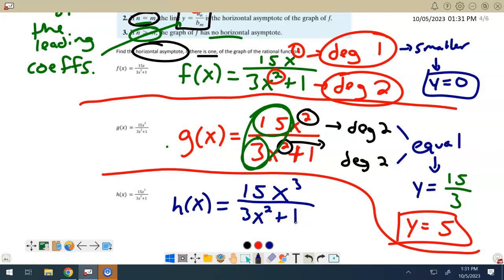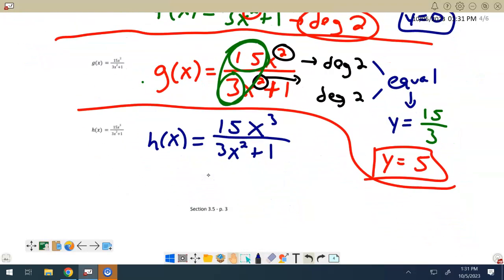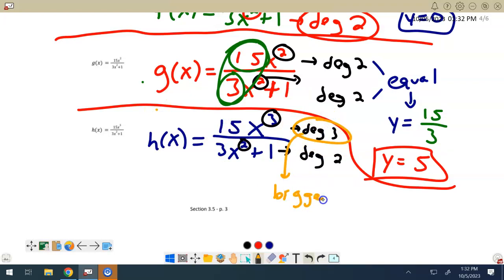The degree of the numerator is going to be larger than the degree of the denominator, right? The degree here is 3 for the numerator. The degree for the denominator is 2. So the degree of the numerator is bigger, which means there is no horizontal asymptote. I'm just going to abbreviate asymptote because I don't want to write the whole thing out.